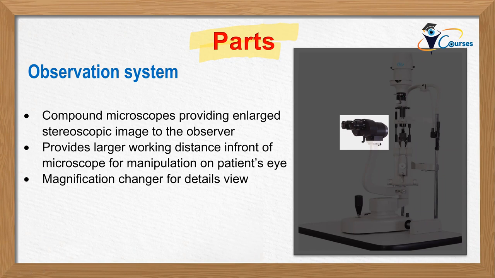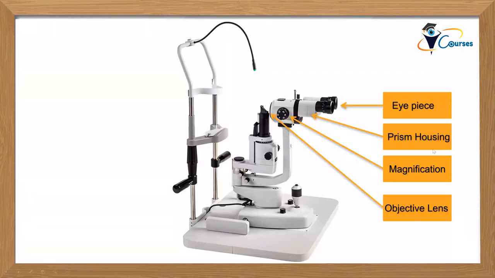Like, as I told you, if we are doing PRP or YAG laser and we are holding a lens, or we are removing a corneal foreign body, this will need some working distance between you and the patient. And also it has this magnifier. It is here a lever magnifier, which will be important for changing the view of the details. So what are the components of the viewer system?